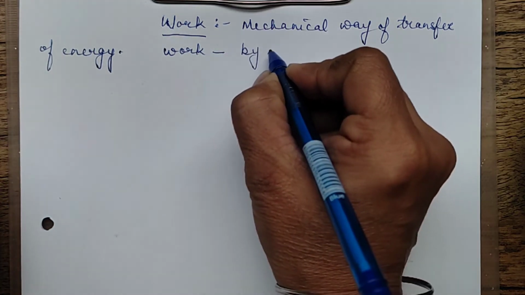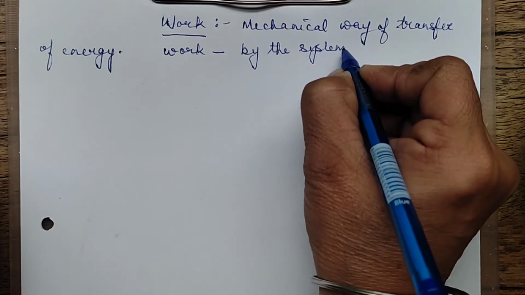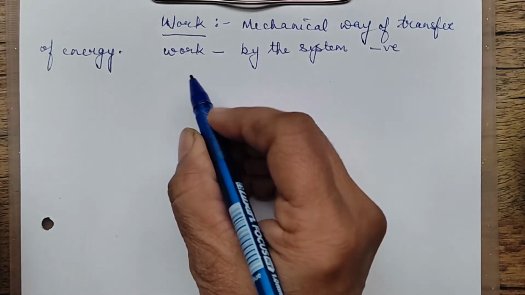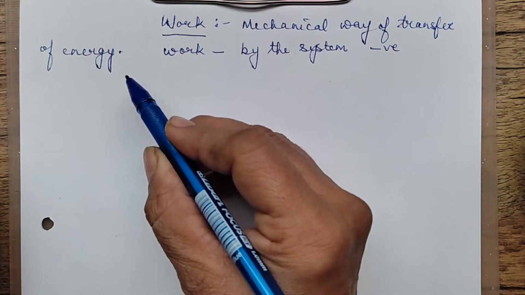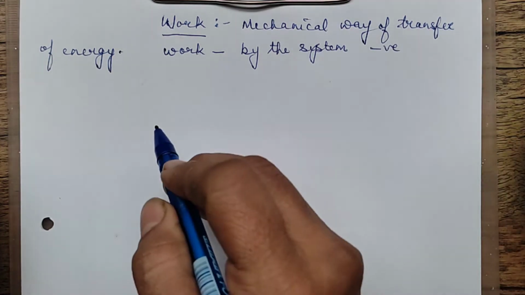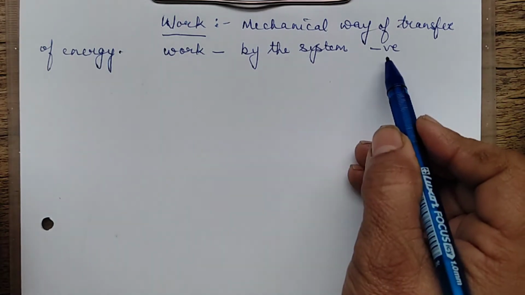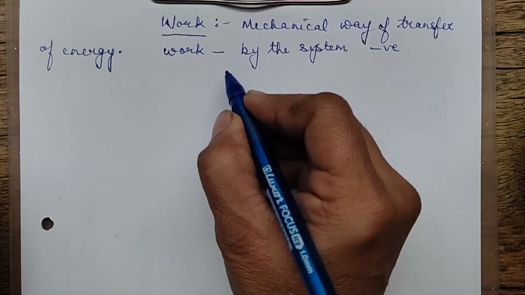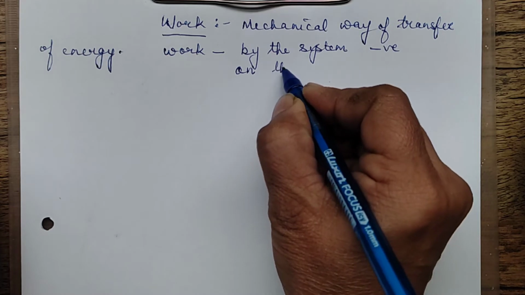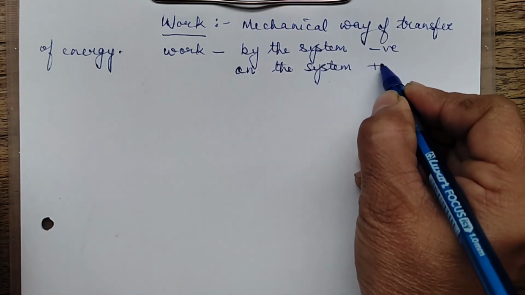Okay, so let's understand that, but before that just make note of this, that work done by the system is negative. In the previous video we have discussed about heat, so the same is the case here. There we studied heat by the system, given out by the system, minus, and heat on the system, taken by the system, positive. The same is here. Work done by the system, negative. If the work is done on the system, it will be written with the positive sign.